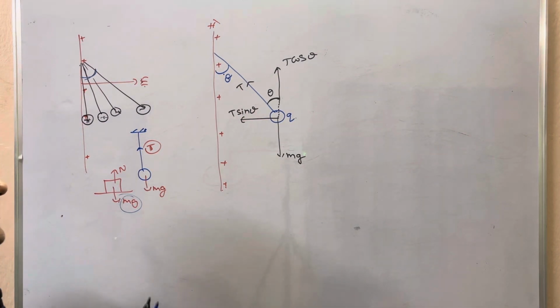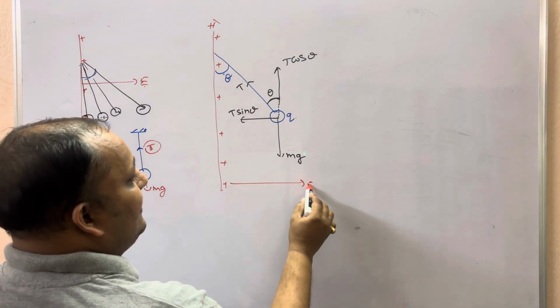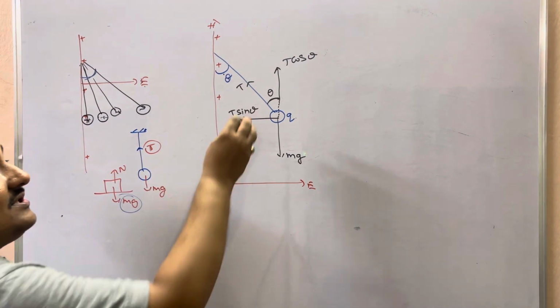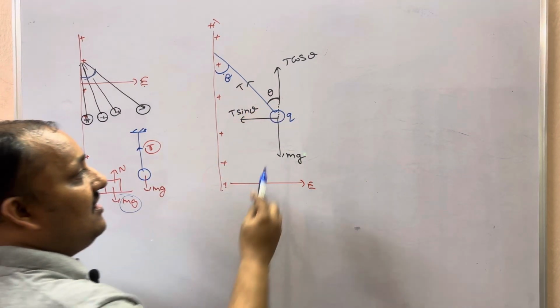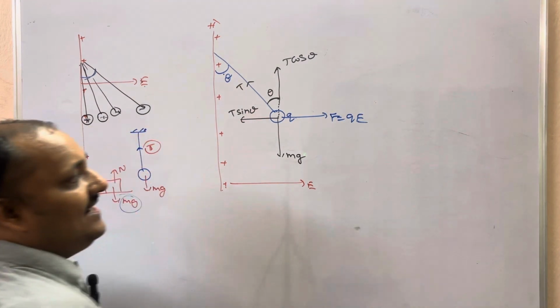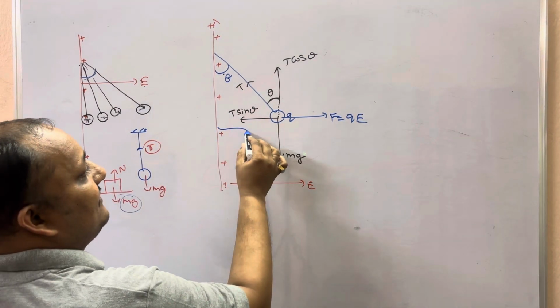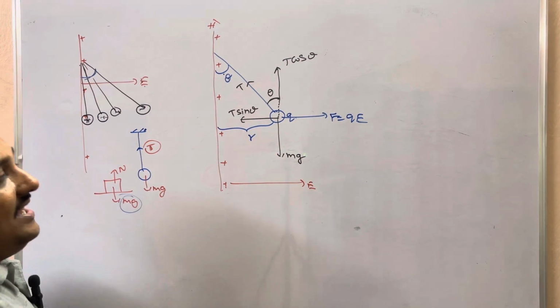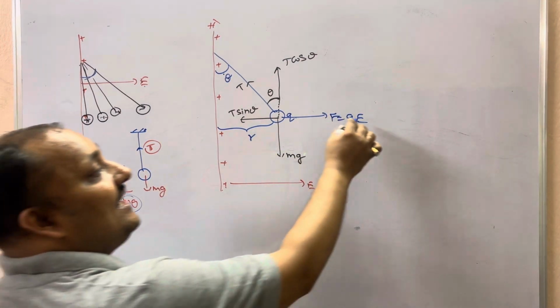How is the electric field direction? Electric field direction is away. Therefore, how is the force acting on this positive charge? On this positive charge, force is acting in this direction. If it is reaching at a smaller distance, what is the electric field intensity?